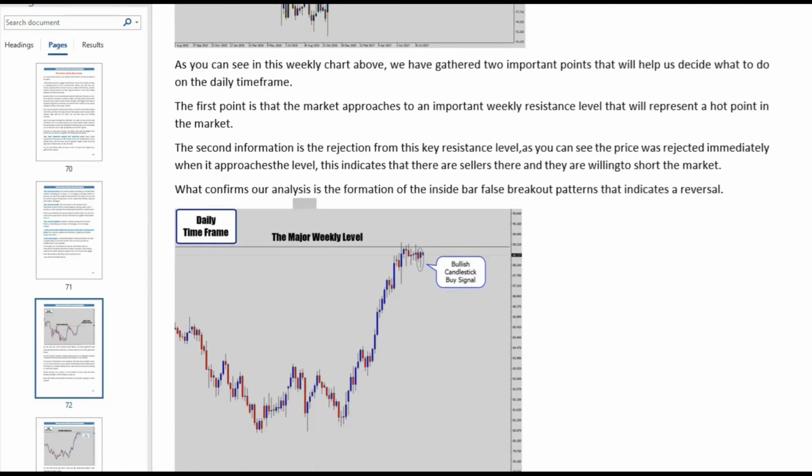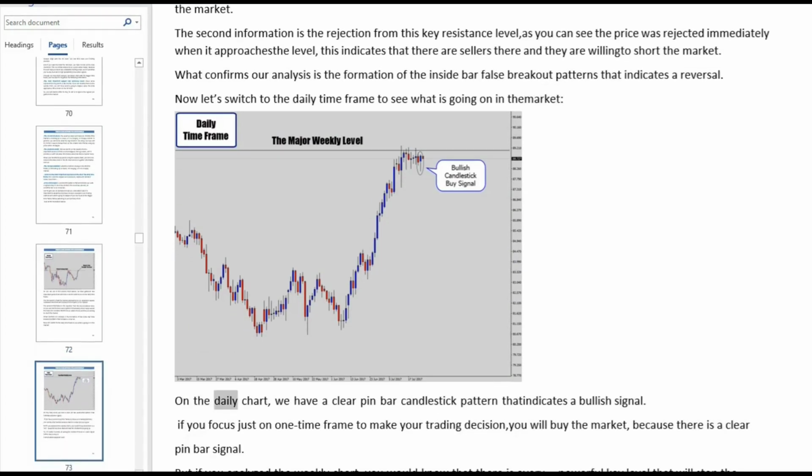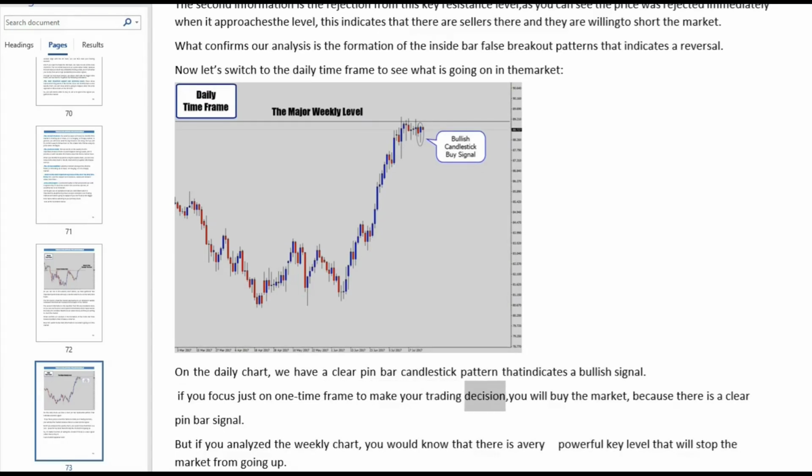Now let's switch to the daily time frame to see what is going on in the market. On the daily chart, we have a clear pin bar candlestick pattern that indicates a bullish signal. If you focus just on one time frame to make your trading decision, you will buy the market, because there is a clear pin bar signal.